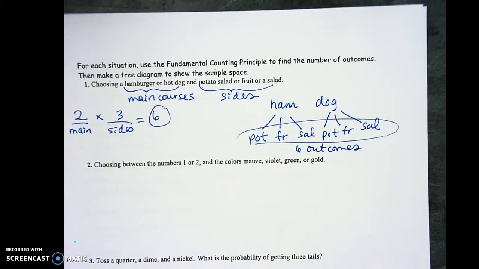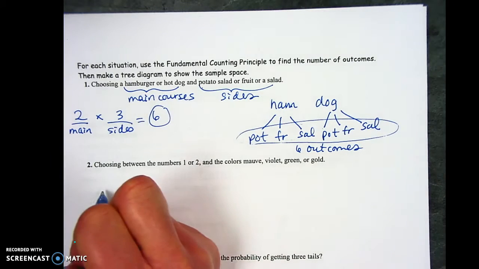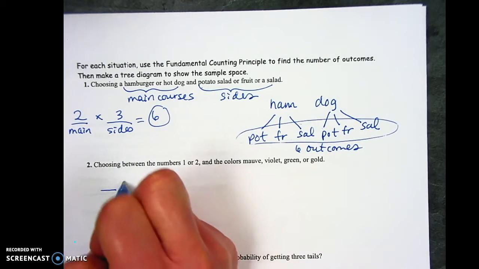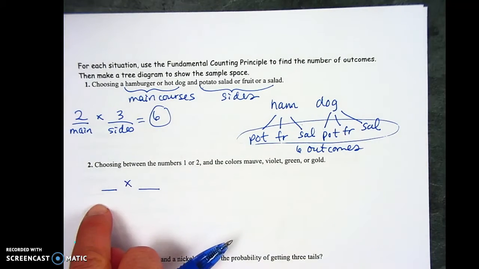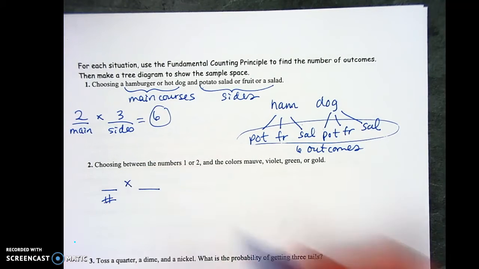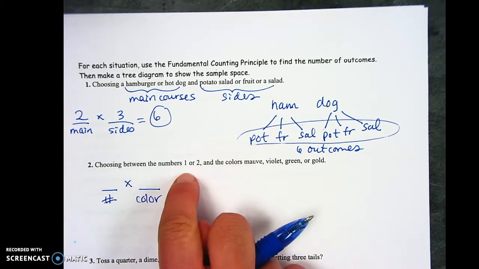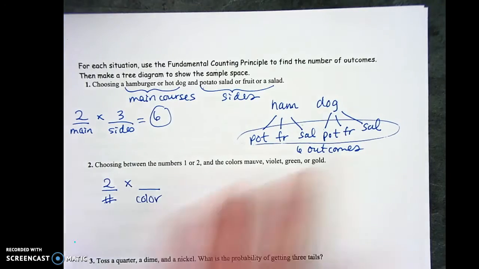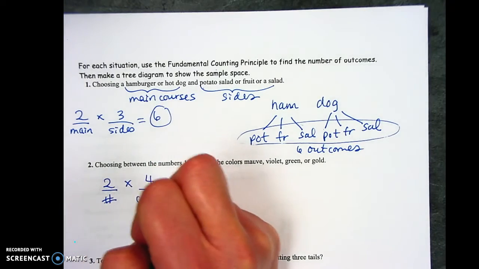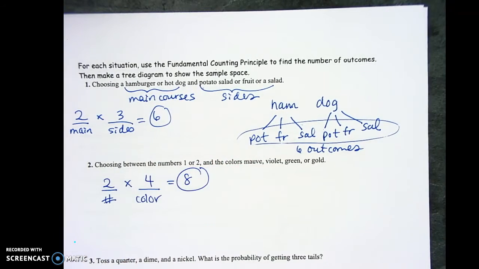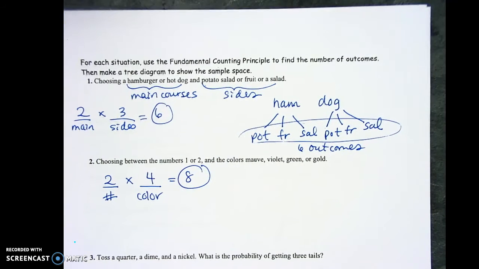Moving on, number 2, choosing between the numbers 1 or 2 and the colors mauve, which is a type of purple, violet, green, or gold. Who made up these crazy questions? I don't know. So first we have the fundamental counting principle. We have 2 events happening. Event number 1 is picking a number, and event number 2 is picking a color. I had 2 numbers, so I just put 2 there, and I have 4 different colors. So that means I'm going to have 8 total outcomes or combinations of these.